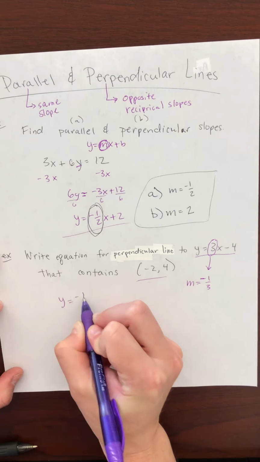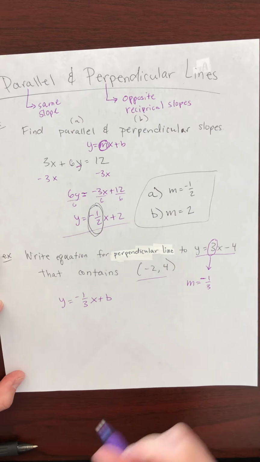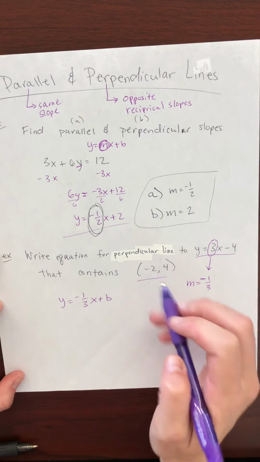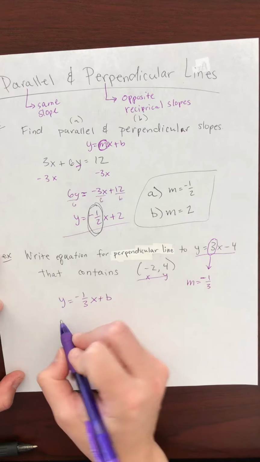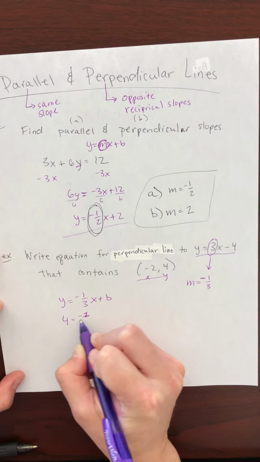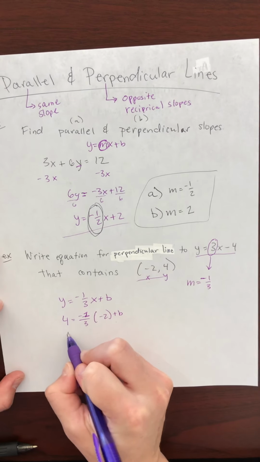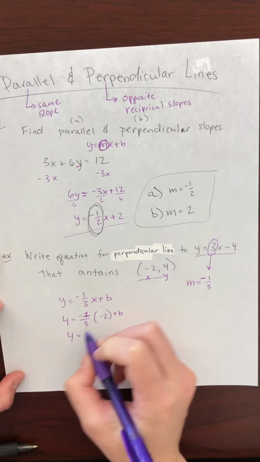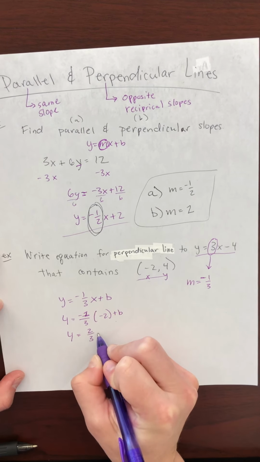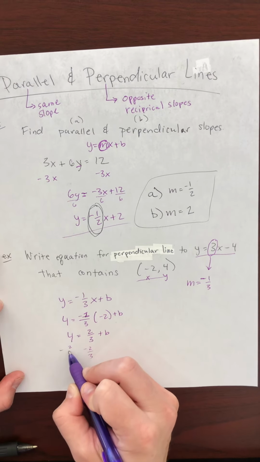Y equals my slope, x plus b. And then I need to input this for x and this for y. So 4 equals negative 1 over 3 times negative 2. 4 equals negative a third times negative 2 is positive 2/3. And then you would subtract 2/3 over.